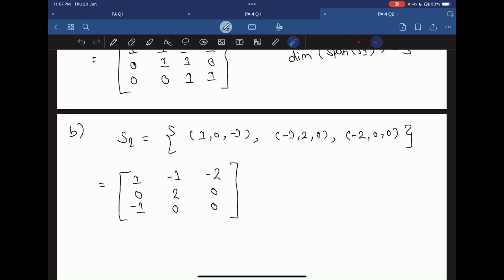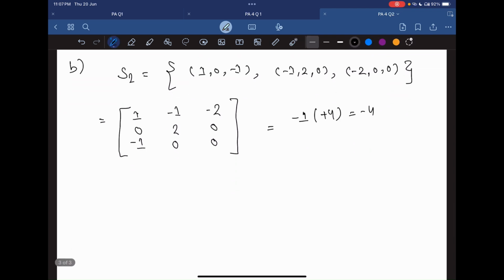So I will be finding the determinant along this row expansion. So what we will get is, as the determinant is -4, that is non-zero, so that means these vectors are linearly independent, and 3 vectors in R3 that are linearly independent, so the dimension of the spanning set of S2 would be 3. As 3 linearly independent vectors in R3 form a basis for R3, that's why the dimension is 3.